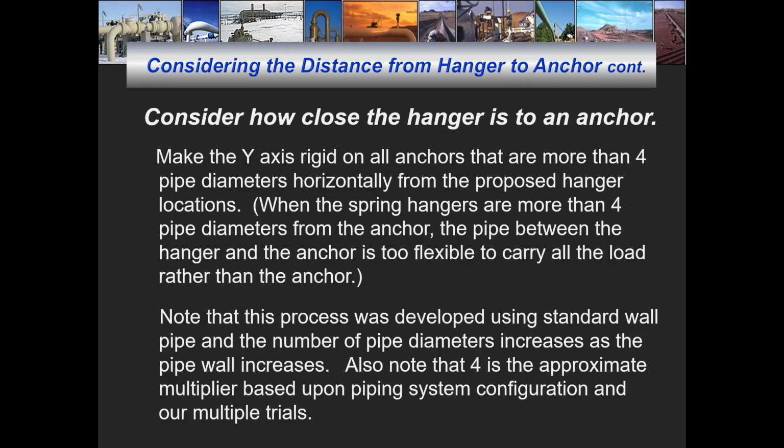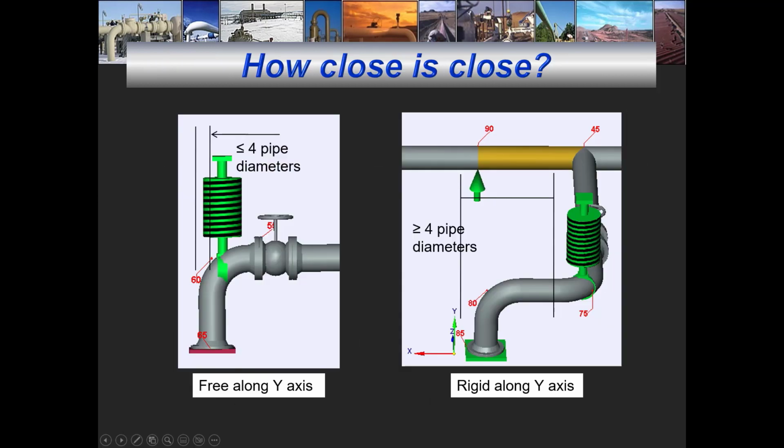Note that this process was developed using standard wall pipe, and the number of pipe diameters increases as the pipe wall increases. Of course, the size as well, right? So as the stiffness increases of the pipe, then the further away you need to be. Also note that 4 is the approximate multiplier based on piping system configuration and multiple trials.